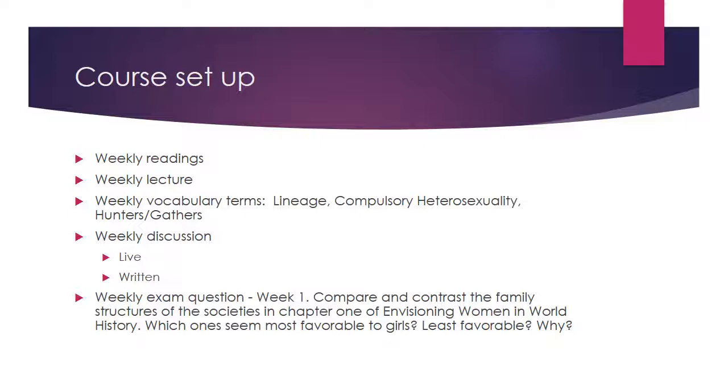Each week, you need to complete several assignments. There are vocabulary terms, more information about that under the Content tab. This week's vocabulary terms are lineage, compulsory heterosexuality, and hunter-gatherers. These are things you'll find in the reading, and you're going to want to write a several-sentence definition of each and turn them in following the information in the file.